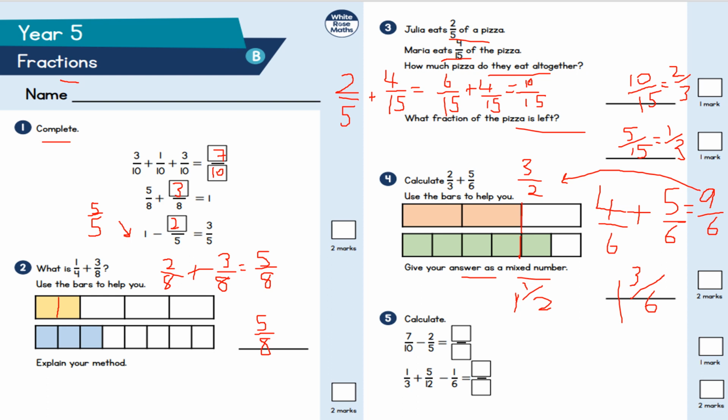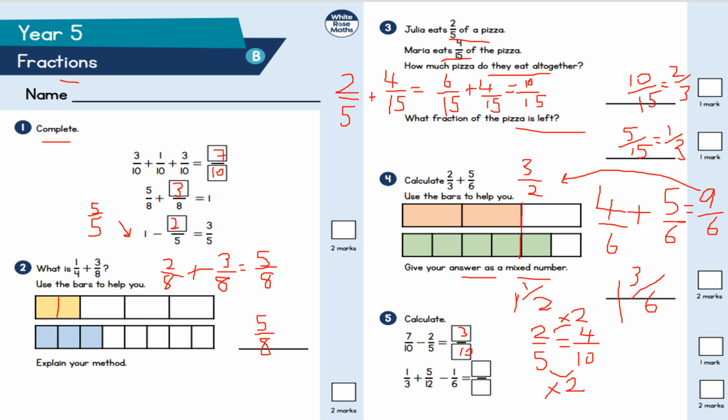Question number 5, calculate the sum to this. Well, I'm going to change the fifths into tenths, so I've got 7/10 take away 4/10, which is equal to 3/10. 2/5 is the same as saying 4/10, hopefully you're happy with that. If you're not, then I'm going to just convert it quickly to the side. Times that by 2, times that by 2, that goes to 4.